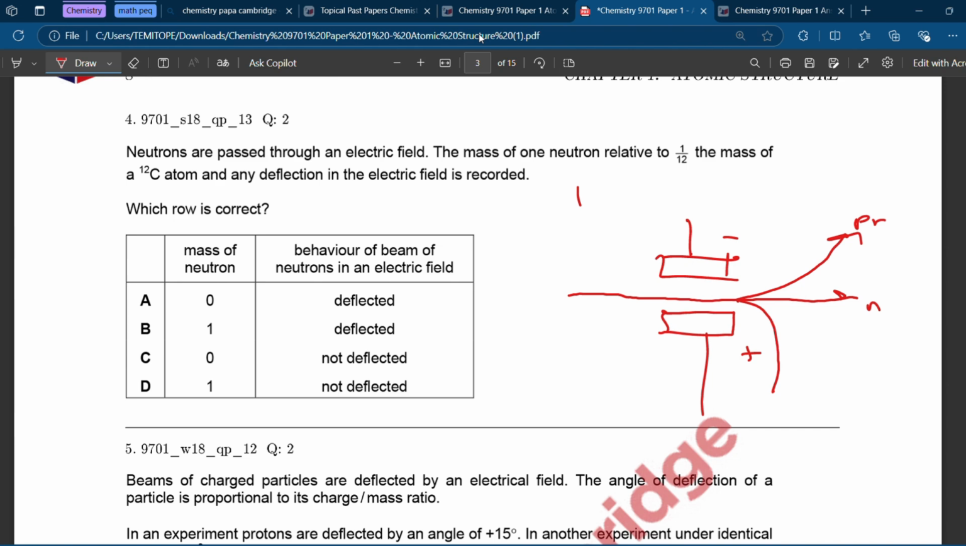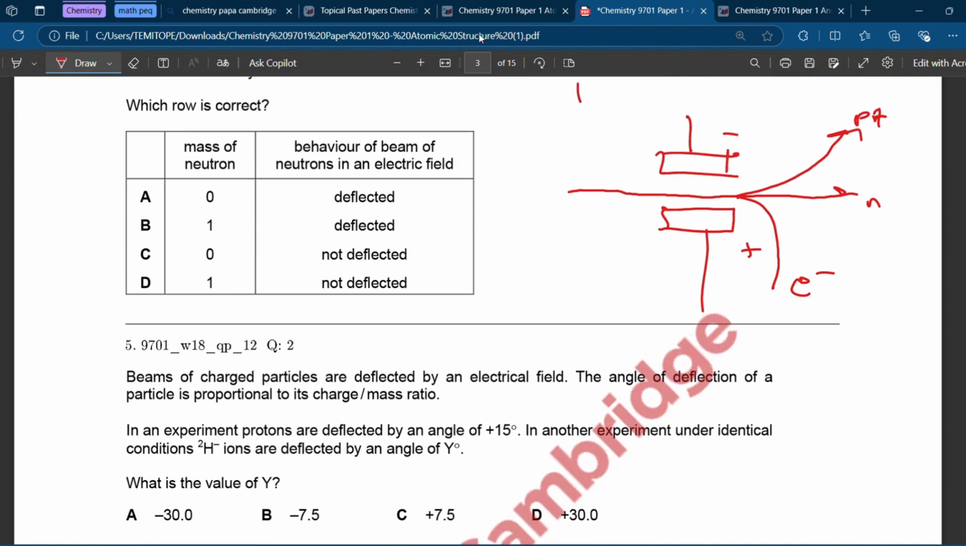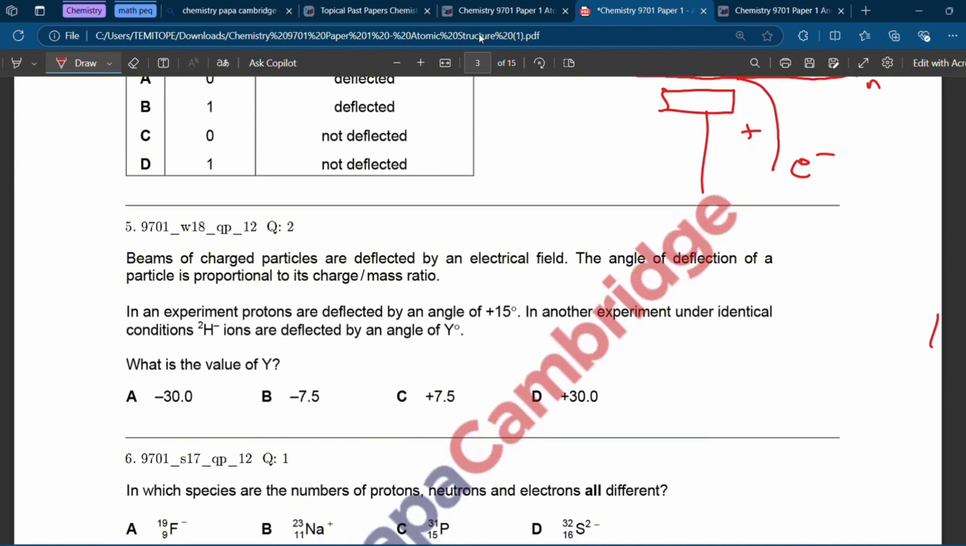You have a beam that deflects towards the negative plate, that is your proton, and then your electron deflects more towards the positive plate. It deflects more because it has lesser mass. So this is your electrons.